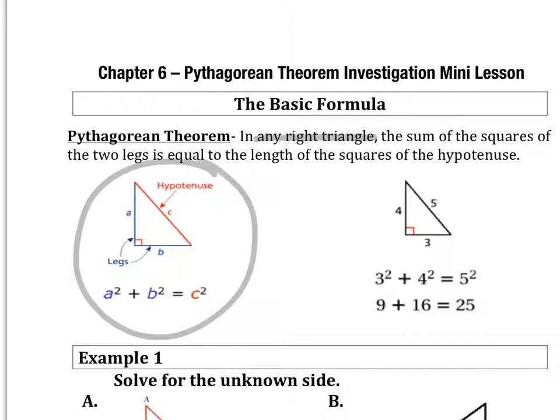the legs, which are the two shortest sides of the right triangle. They come together to make the right angle. The hypotenuse is always across from the right angle, and it is the longest of the three sides.